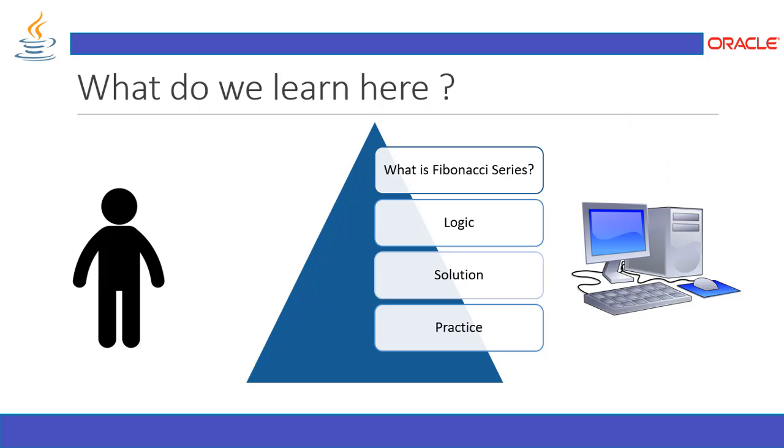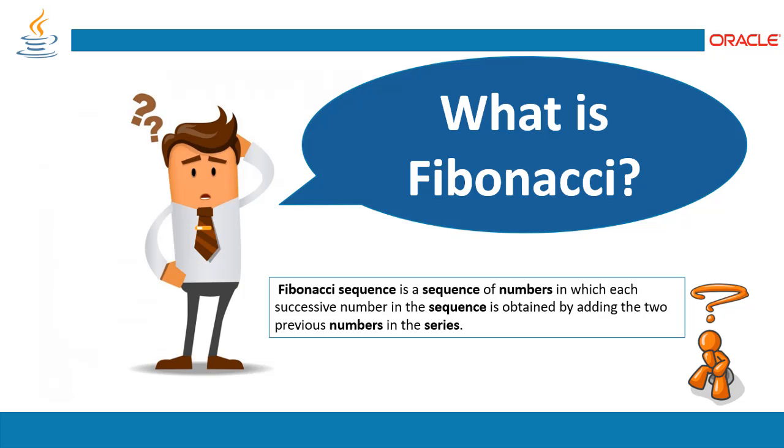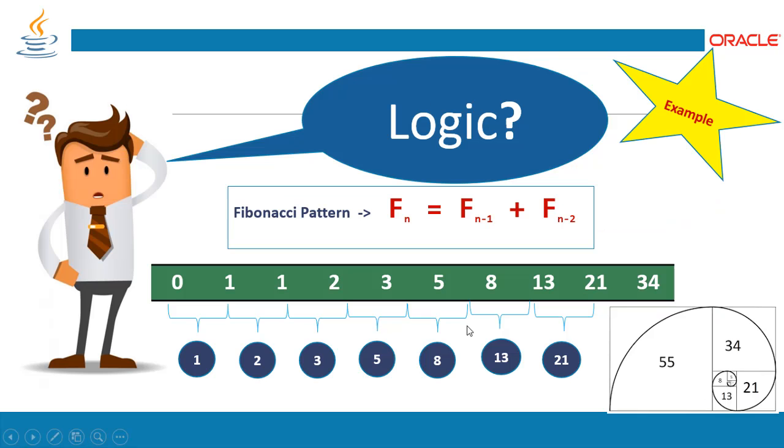In this session we are going to learn what is actually a Fibonacci series, the logic behind it, the concept and the formula, the pattern, the solution and the practice. So what is Fibonacci? The Fibonacci sequence or series is a series of numbers in which each successive number in the sequence is obtained by adding the two previous numbers in the series. In simple words, the next number is found by adding up the two numbers before it. To understand it better, you can take a look at this one.